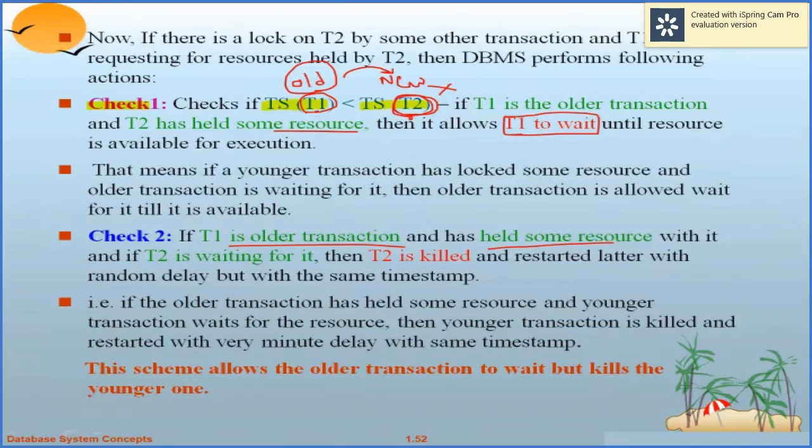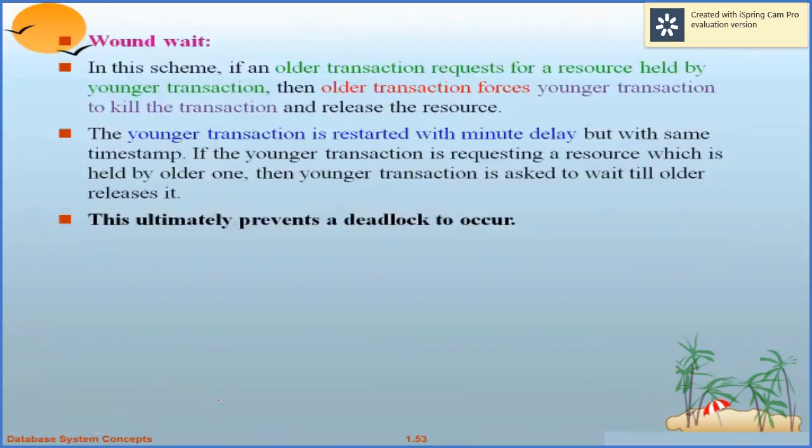T1 is old, right? So priority is given to T1 and the engine says, okay, you wait for some time till T2 finishes its work. If the case is opposite, where T1 is holding the resource and T2 is waiting, then T2 has to kill itself. After some time, it has to start again with the same timestamp. So in simple terms, this scheme allows the older transaction to wait but kills the younger transaction. Priority is given to the older transaction.